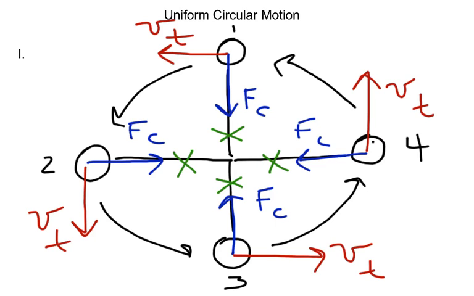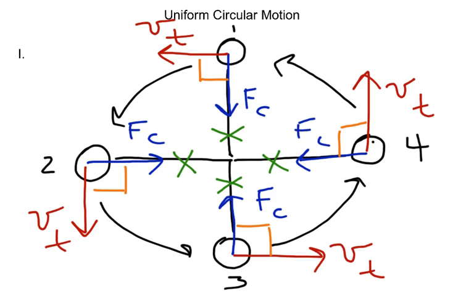When you look at this picture, you'll notice that there is a relationship between the tangential speed and the centripetal force. And that is, the tangential speed and the centripetal force are perpendicular to each other, or at a right angle to each other, which I'm showing here in the color orange.